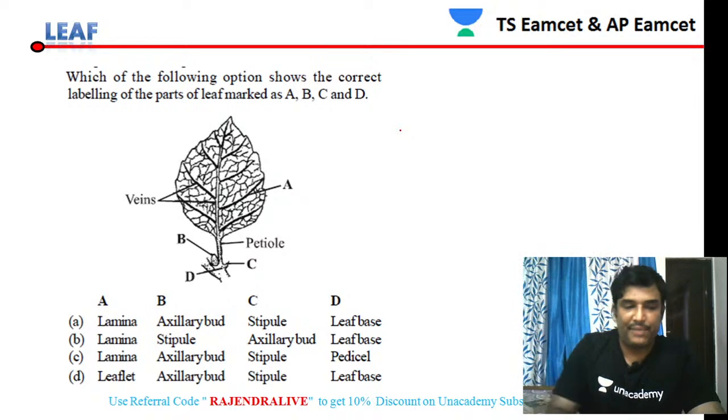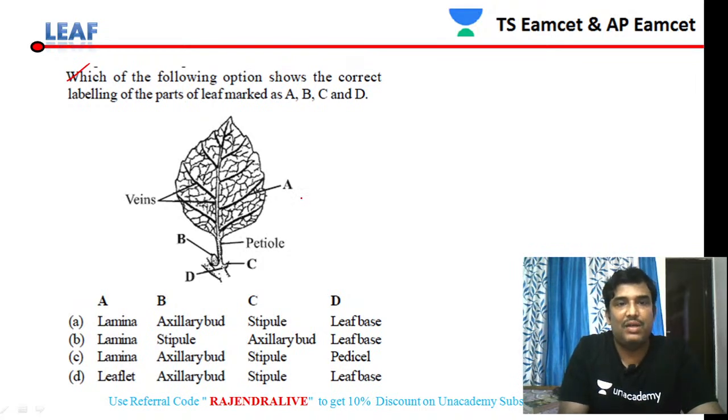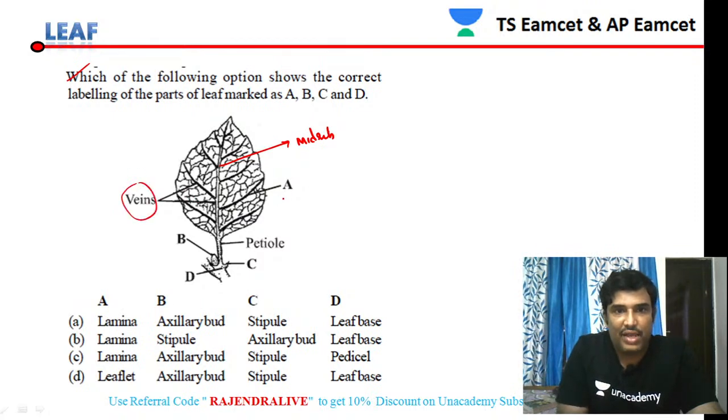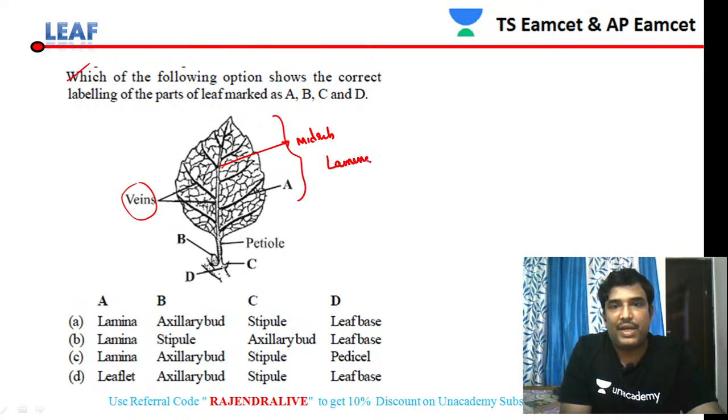Let's move to the next question. Which of the following options shows the correct labeled parts? We were discussing this already. The central part is called the midrib, and these are veins. Altogether, this whole thing is called the leaf lamina.